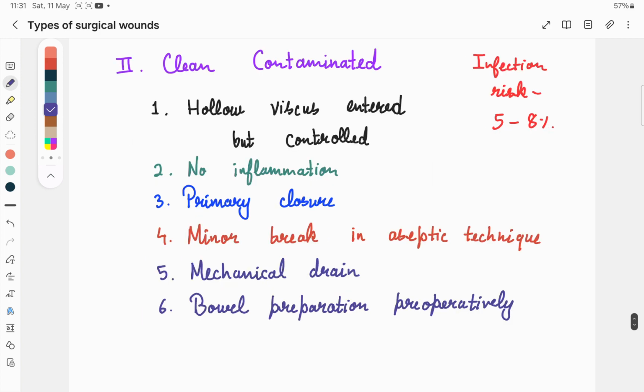Next we look at clean contaminated. So hollow viscus is entered but controlled. There is no inflammation, primary closure is done, minor break in aseptic technique, mechanical drain may be present, and if mechanical drain is present, we'll call it clean contaminated. Bowel preparation pre-operatively. Infection risk is 5 to 8%.